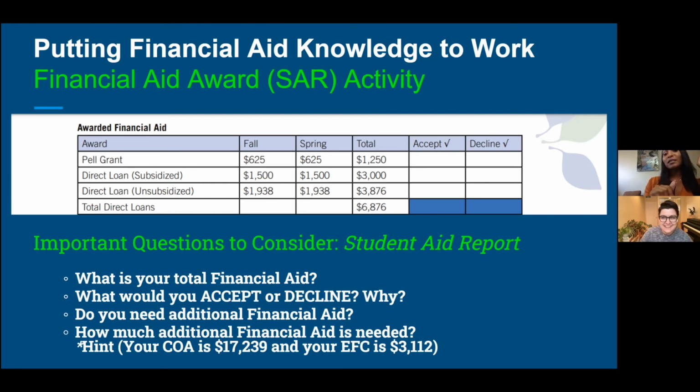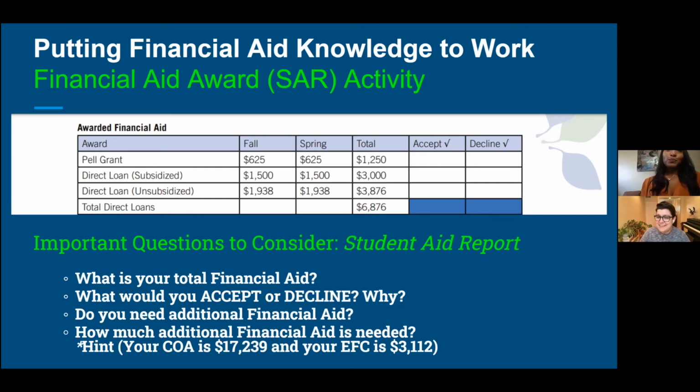Yeah, so I put the numbers down because I know that was a few slides before. So remember, our cost of attendance was $17,239, right? Then you have your expected family contribution, which is $3,112. Based off of those numbers, and the financial aid that your college is giving to you, do you think you're going to need additional aid, or do you think you're going to be good?